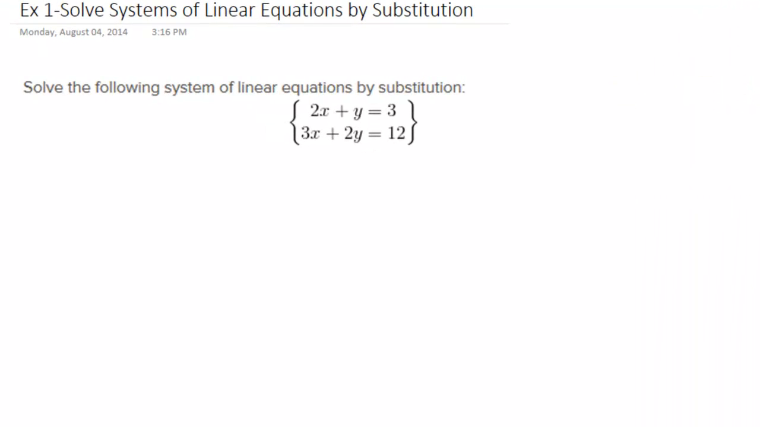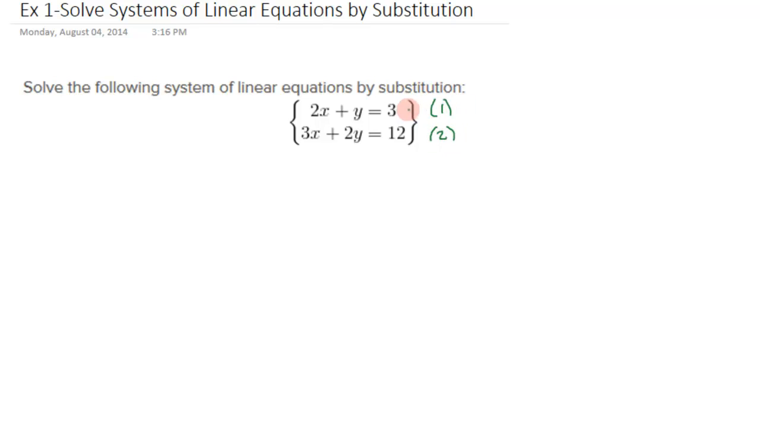Okay, so here's our next example. We're going to solve the system of linear equations by substitution, using the method that I showed you in the last video. If you recall, the first step was to look at your two equations. Let me label these so that we know which is which. Let's call the top equation equation 1 and the bottom equation equation 2.